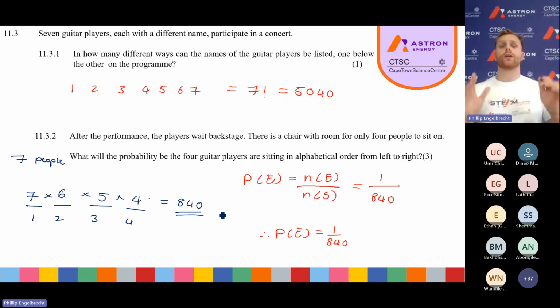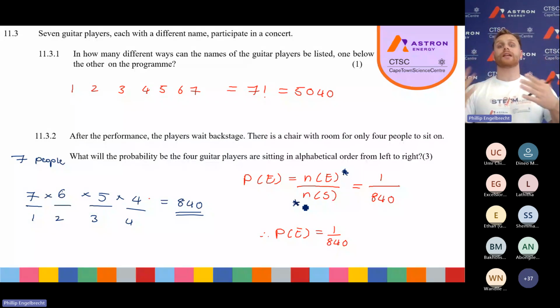Now we want to figure out what is the probability that these people are seated in alphabetical order from left to right, okay? So the probability of any outcome is equal to the number of times this outcome will happen divided by the number of possible outcomes. Okay, so how many times can it occur that these guys sit in alphabetical order from left to right? It's only one time. Okay, they're either in alphabetical order from left to right or they're not. So it's only once.